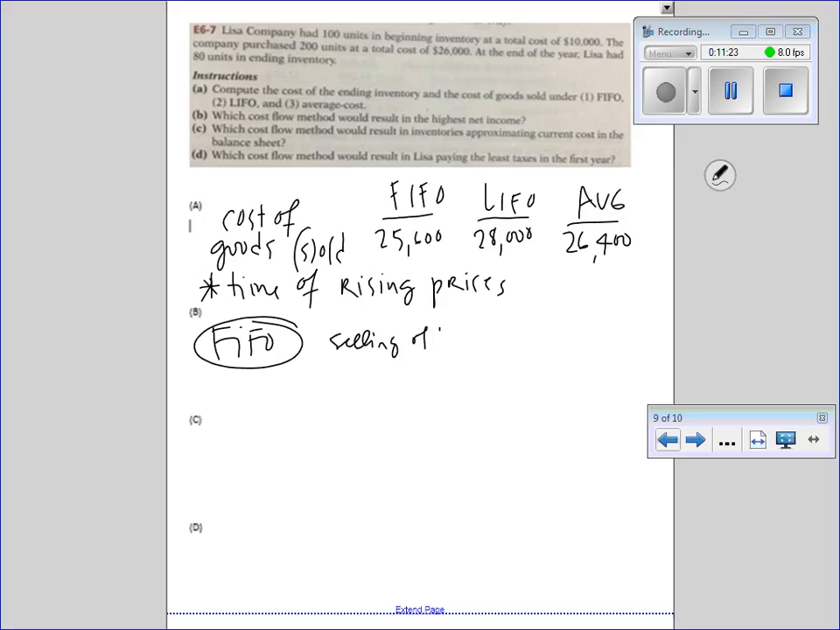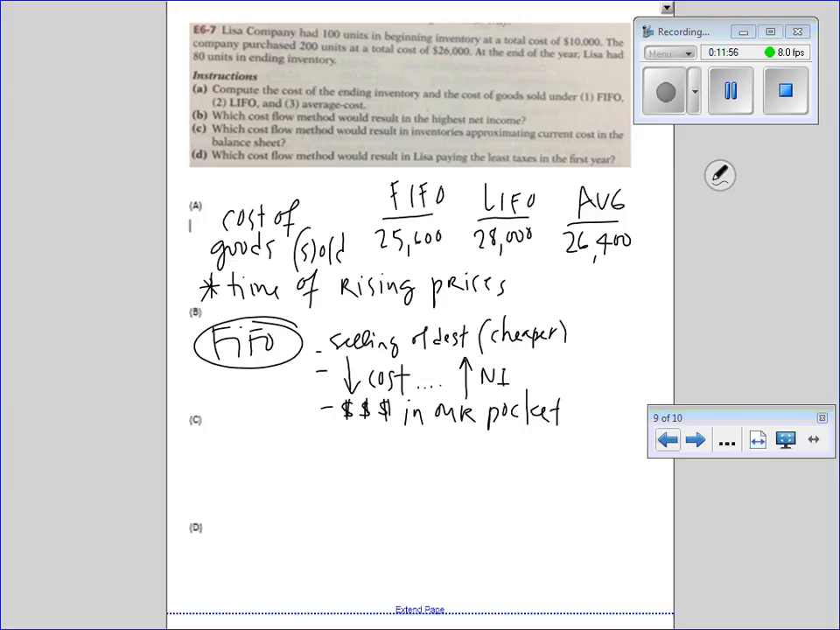We're selling the oldest stuff. And as was just said, in times of rising prices, we're selling the cheaper stuff. In other words, we are lowering our cost, which is going to equal a higher net income. And if I had to say it a third way, there's more money in our pocket. The cost of goods sold for FIFO is $25,600. If I'm selling $100,000 worth of stuff, I see a lower cost of goods sold versus 28. It's just more money in my pocket.